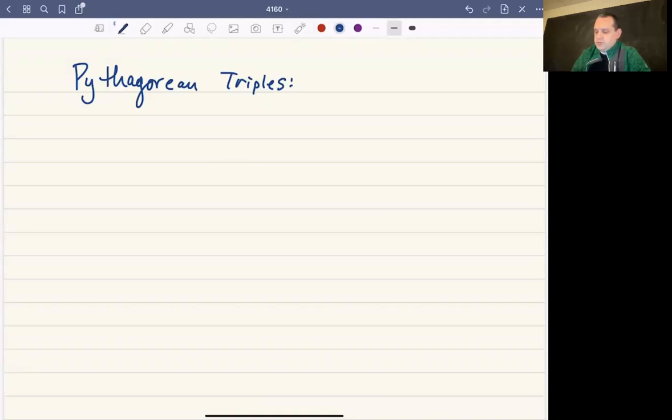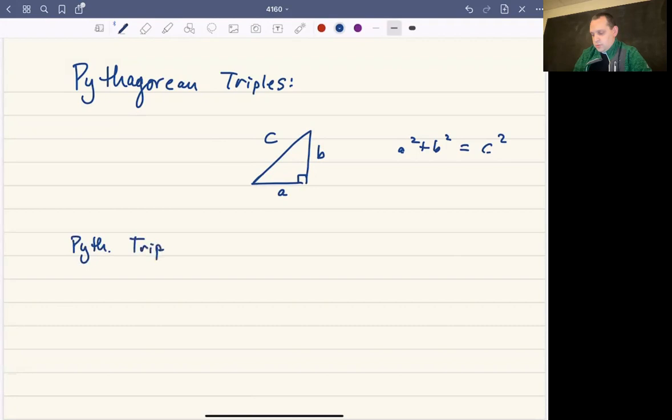So let me just remind you that, of course, everyone's favorite result in high school geometry is the Pythagorean theorem, that if you have a right-sided triangle, you know that a squared plus b squared equals c squared. And then Pythagorean triples are solutions. So a Pythagorean triple is a solution, a, b, c, where a, b, and c are positive integers.